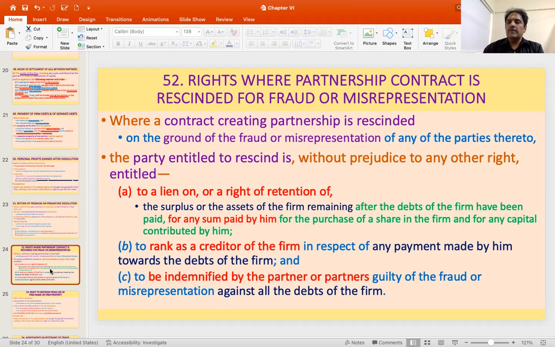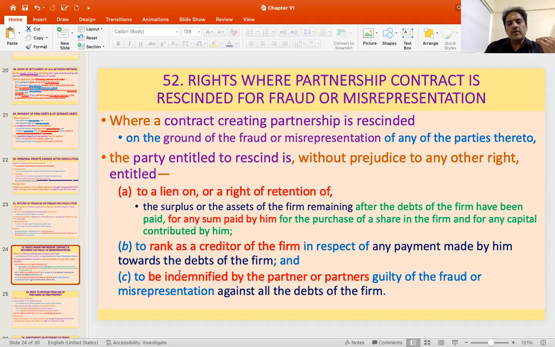So he has contributed into the firm, so he will have a right of lien or right of retention on what? The surplus or the assets of the firm remaining after the debts of the firm have been paid, for any sum paid by him for the purchase of a share in the firm, and for any capital contributed by him. So for the money that has been contributed and for the share that he has taken, whatever surplus is there, he will have a right of retention after paying up the debts of the firm.